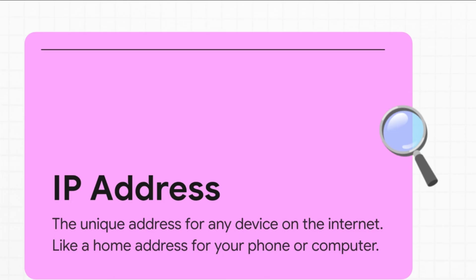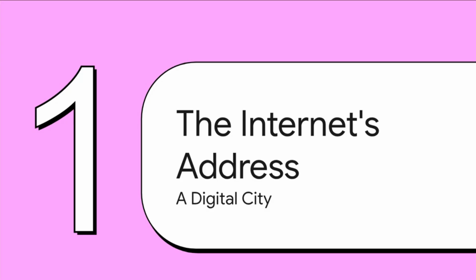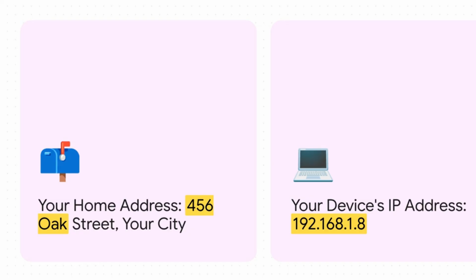Okay, let's dive into this. To really get this, let's imagine the whole internet is just this massive, sprawling digital city with billions and billions of homes. So, on one side, you've got your regular old street address, right? The one the mail carrier uses. And on the other, you've got this string of numbers. That's the one the internet uses. The job is exactly the same. Make sure the information gets to the right place, whether that's a letter or the data for your favorite video game.